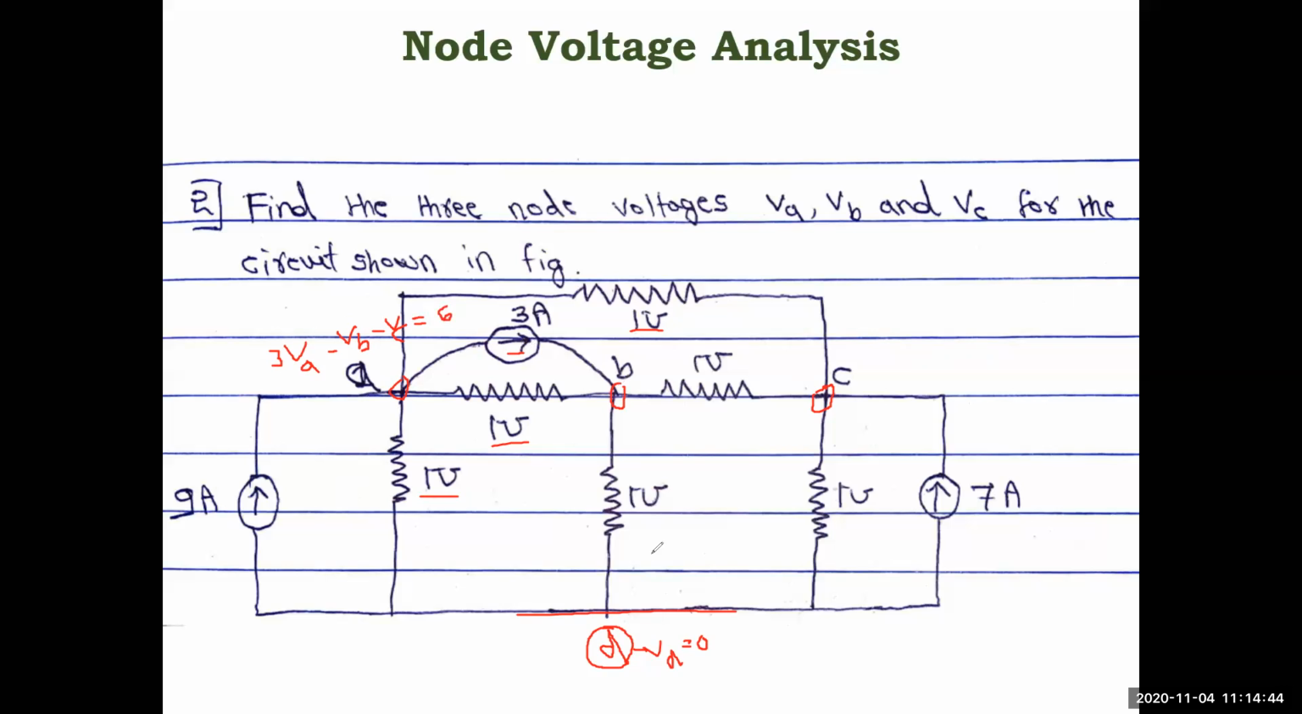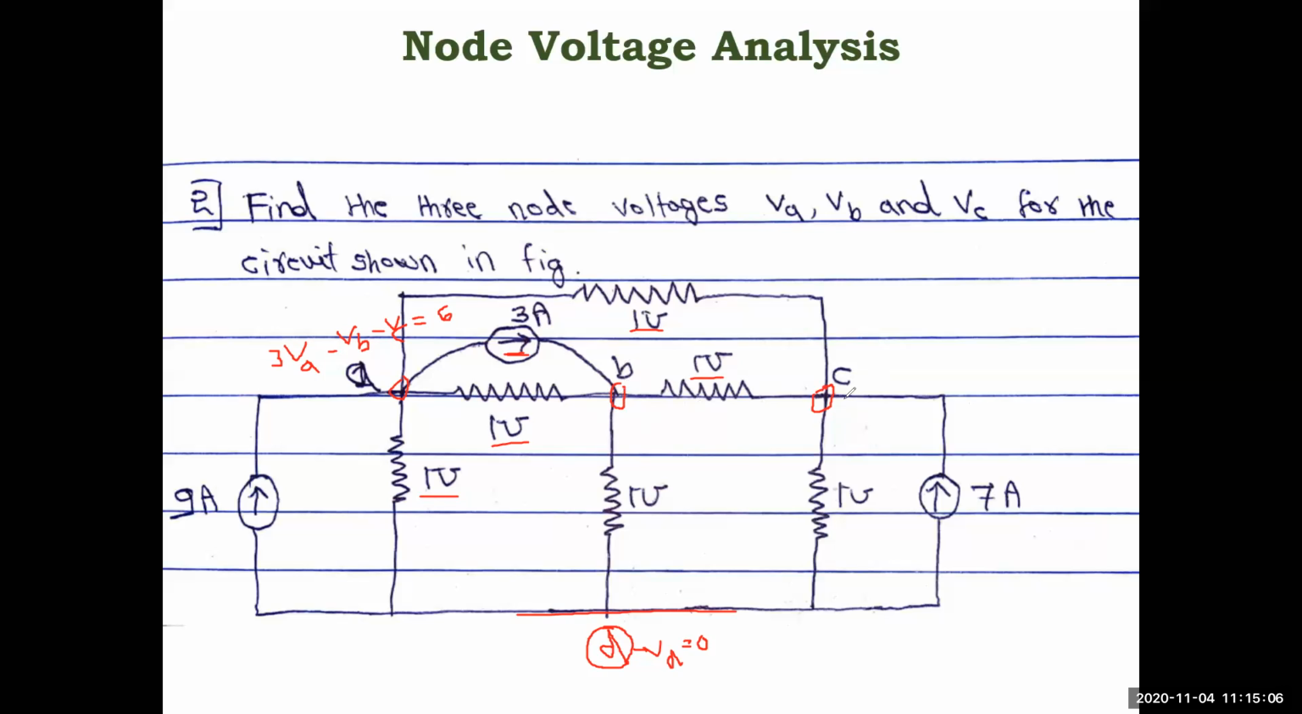Similarly you can write the remaining 2. So next, B node: with respect to 1 we have 1, so it is minus VA. Then 3 are there, so plus 3 VB. Then with respect to C you have 1, so it is minus VC, equal to the current here, which is 3 amp. So 3 amp current is entering the node, only 3 amp, equal to 3.